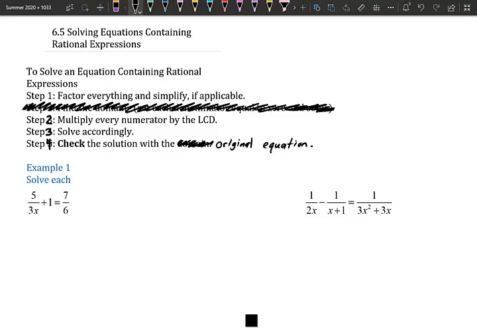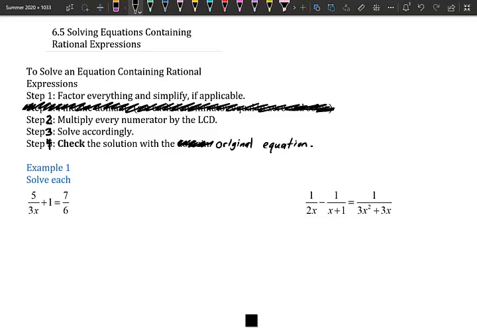Cancel out step 2 and go ahead and pause it and just write what I replaced. Go ahead and rewrite that. Alright, so step 2 is to multiply every numerator by the LCD. Solve accordingly. We're gonna check the solution with the original equation.